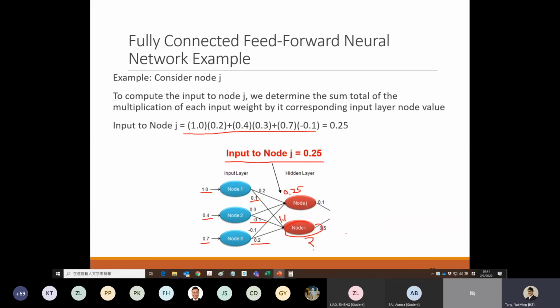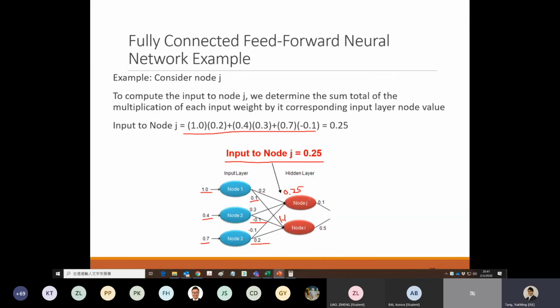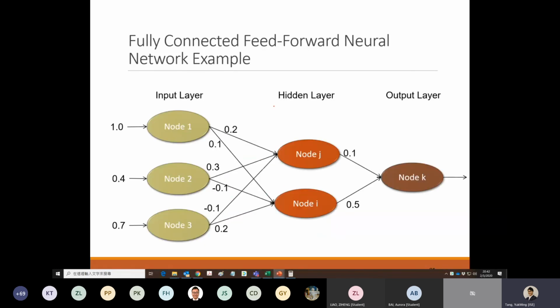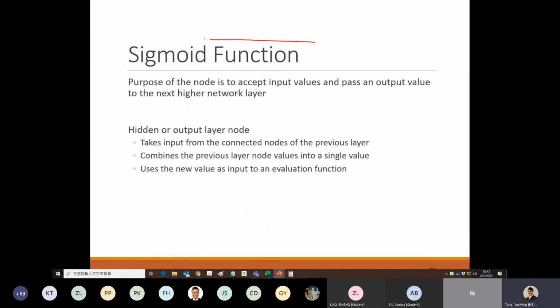So how about calculating the output for the loop J and loop I? This is the input for the hidden layer, the hidden input for the loop I. So how can we calculate the output for the loop J? In order to calculate the output for the loop J, we need to use this equation, the sigmoid function.